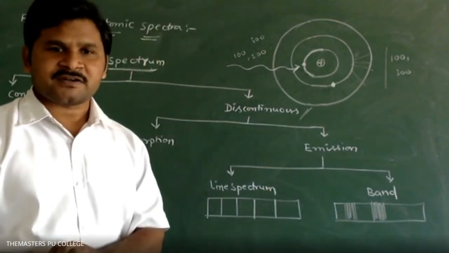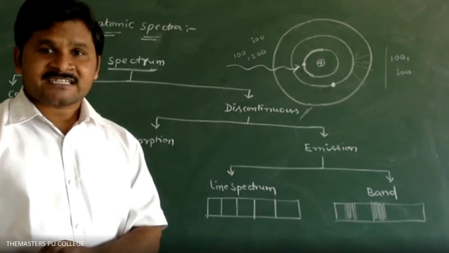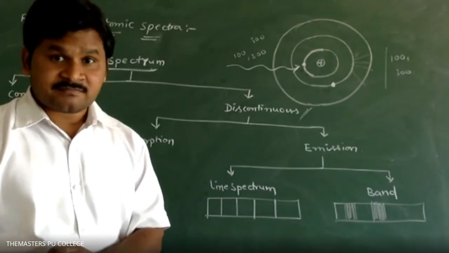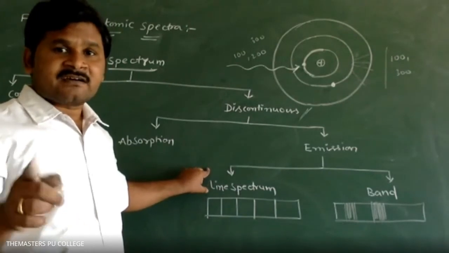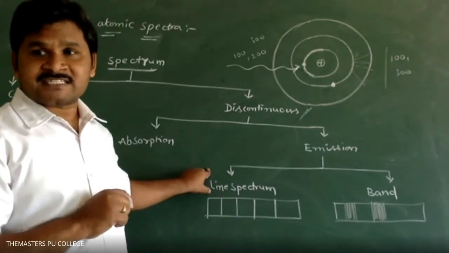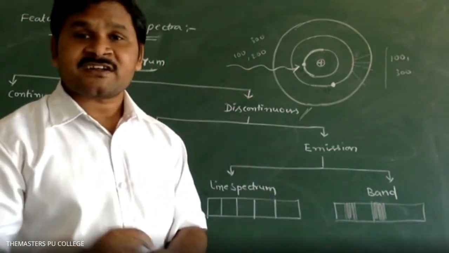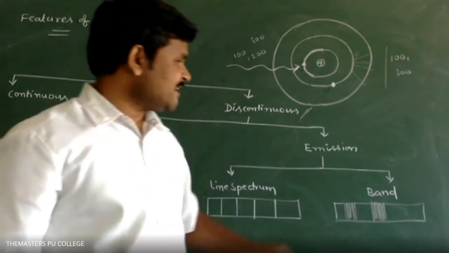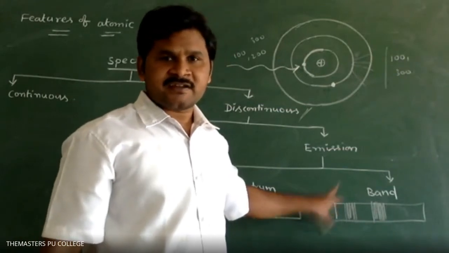Another important difference is that line spectrum is the characteristic feature of gaseous atoms, so it is also known as atomic spectra. Band spectrum is the characteristic feature of molecules, so it is called molecular spectrum.